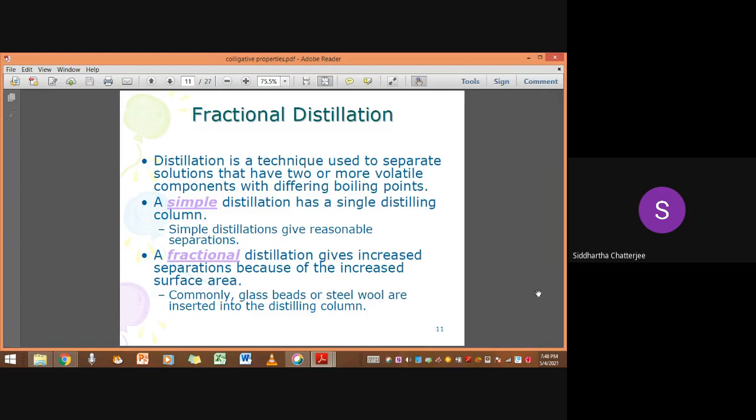Generally, in any, suppose Indian Oil, the petroleum, whenever they are carrying out from the crude petroleum, after to some extent purification and concentration, they separate the various types of hydrocarbon on the basis of their different boiling range. That is by fractional distillation. Earlier we used to do it by bubble cap fractional distillation also. In that case, you will get petrol or gasoline, diesel, kerosene, like that. So you are finding the fractional distillation gives increased separation because of the increased surface area, and commonly glass beads or steel wool are inserted in the distillation column.